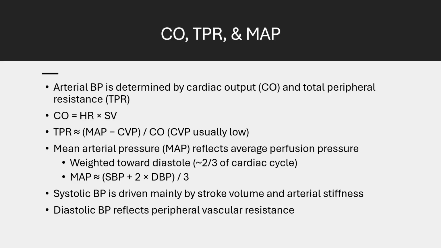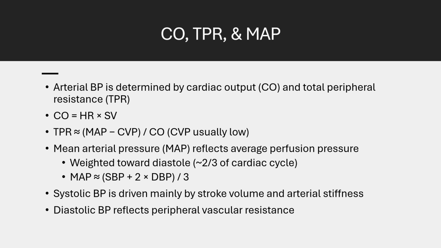Arterial blood pressure reflects the interaction between cardiac performance and vascular tone and is primarily determined by cardiac output and total peripheral resistance. Cardiac output represents the volume of blood ejected by the heart per minute and is defined as cardiac output equals heart rate times stroke volume. Total peripheral resistance represents resistance to blood flow through the systemic circulation and can be approximated as total peripheral resistance equals mean arterial pressure minus central venous pressure over cardiac output.